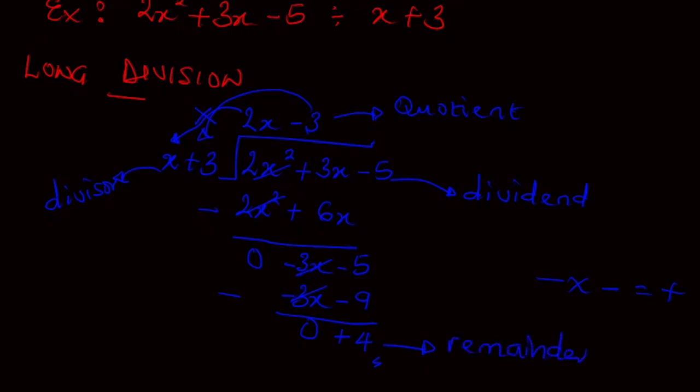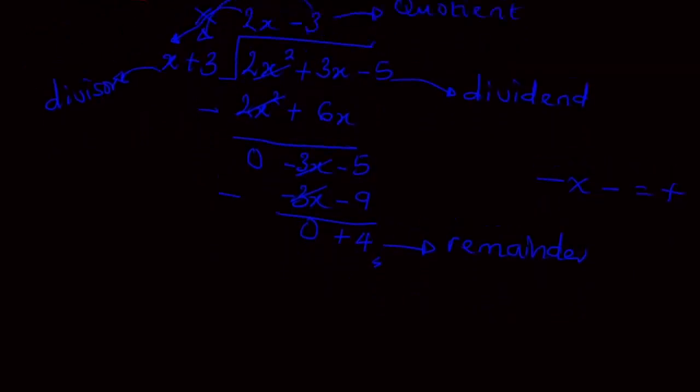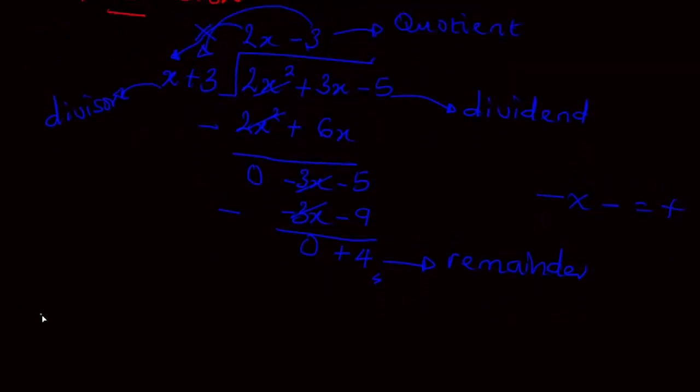Quotient and remainder. Most times we write our answers out. The quotient, we write it like this: q of x, the q representing quotient, and the x means it's a function of x, 2x minus 3. Our remainder, we just write r. You can write r of x if you want, but I will just leave it as r. R is equal to 4, just like that.